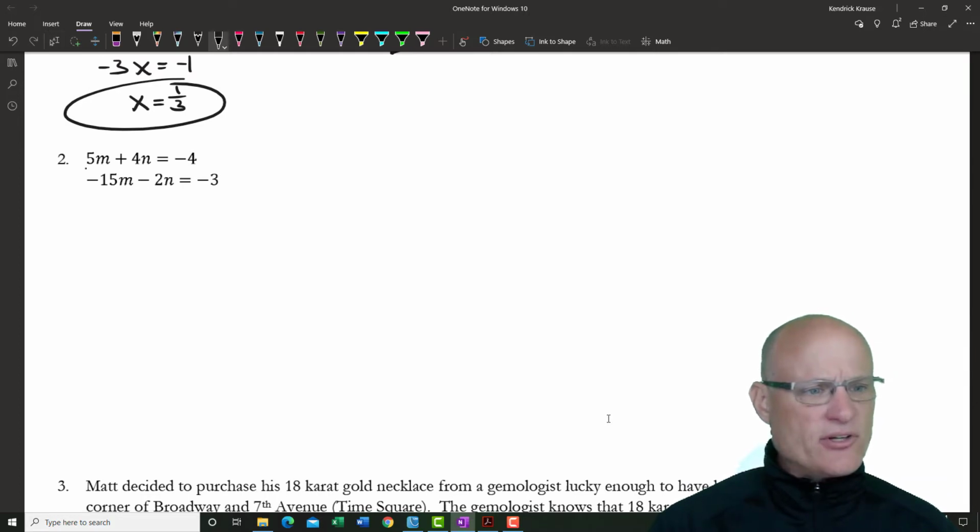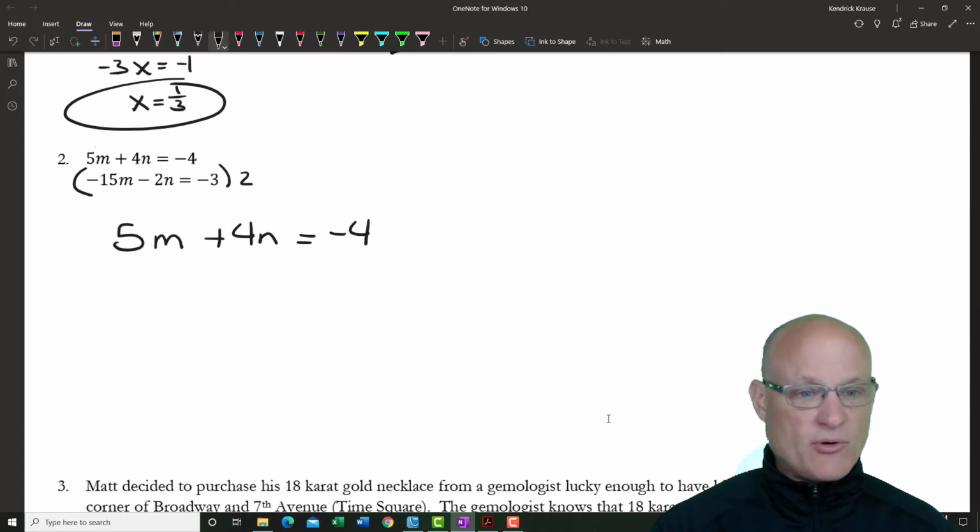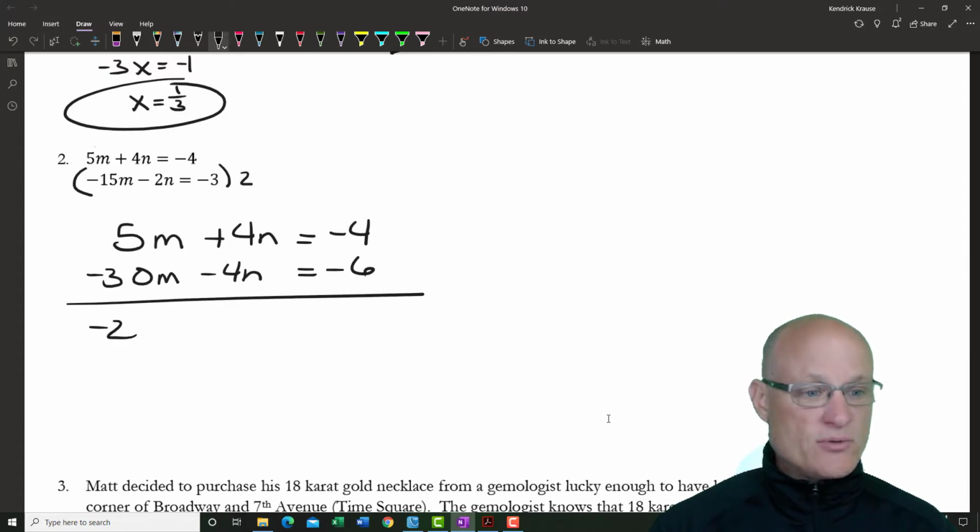All right, let's see here. Looks like the n's are easy to get rid of. Actually, it really makes no difference, but I'm going to multiply this one by 2 because that'll get rid of the n's. You could have multiplied the first equation by 3 and done the same exact thing. So we're going to do 5m. That probably would have been easier, but it doesn't matter. They're both relatively easy. We get negative 30m minus 4n equals negative 6. This is negative 25m equals negative 10. Divide by negative 25, and negative 10 over negative 25 is 2/5.